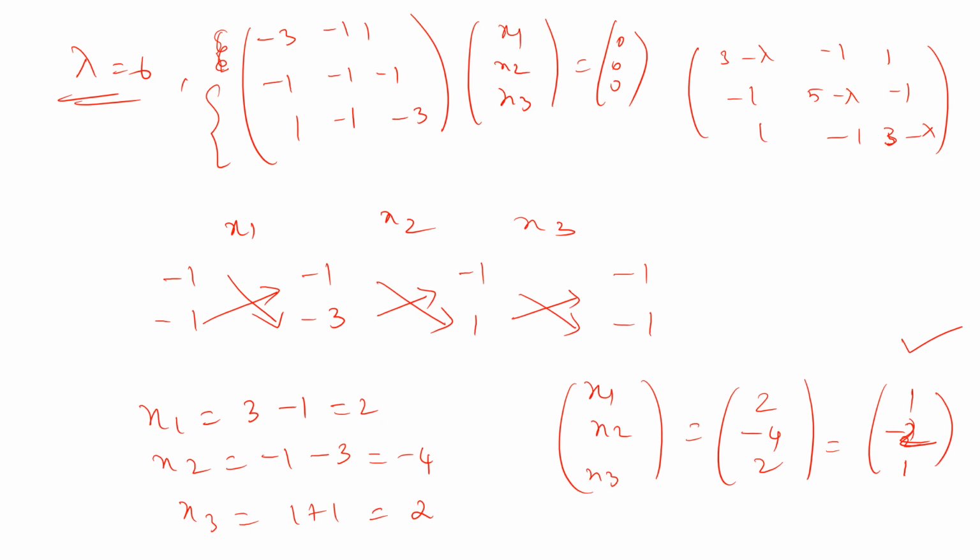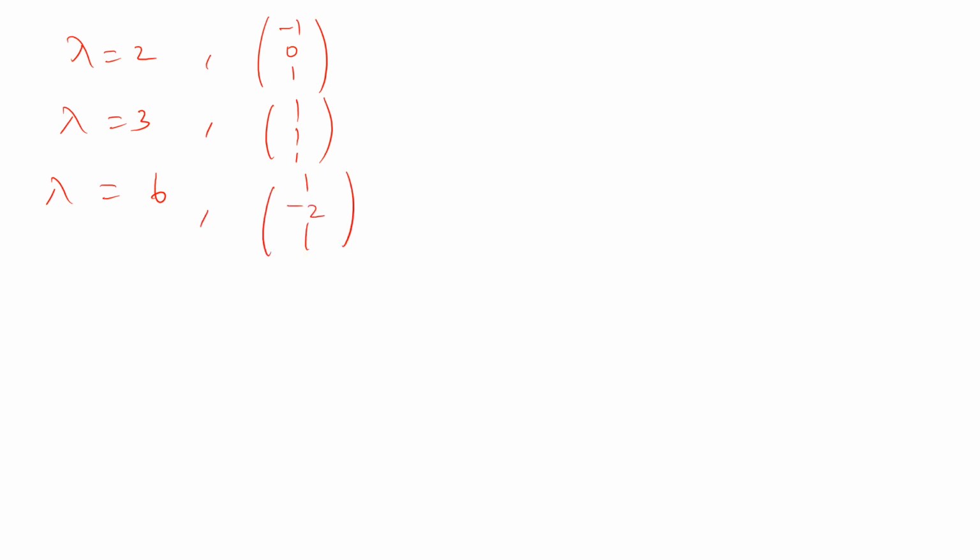That's it. So now we have the conclusion. We have the three eigenvalues: lambda equal to 2, lambda equal to 3, lambda equal to 6. For lambda equal to 2, we get the eigenvector minus 1 0 1 or 1 0 minus 1. For lambda equal to 3, it is 1 1 1. For lambda equal to 6, 1 minus 2 1. That's it. So this is the way you should find the eigenvectors.